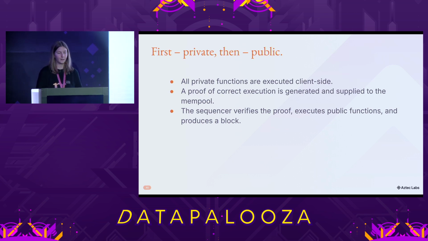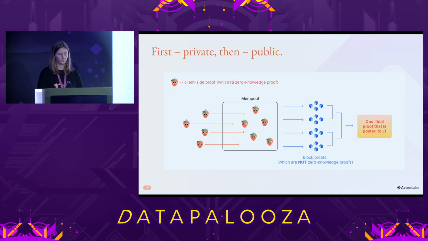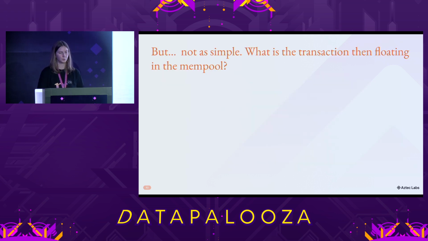And yeah, all private functions are executed client-side. A proof of correct execution is generated and supplied to the mempool, and the sequencer verifies the proof, executes public functions, and produces a block. So these strawberry guys are client-side proofs. They jump into the mempool. In the mempool, they are verified by the sequencer, who then executes public functions and builds a block. All good. But it's not as simple.